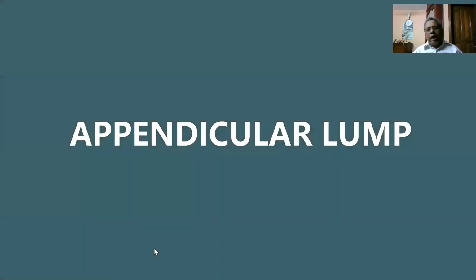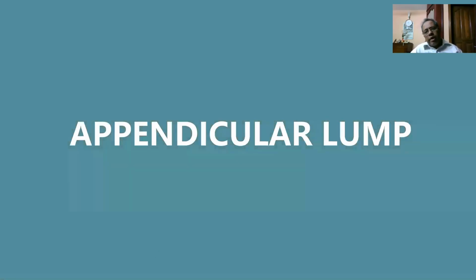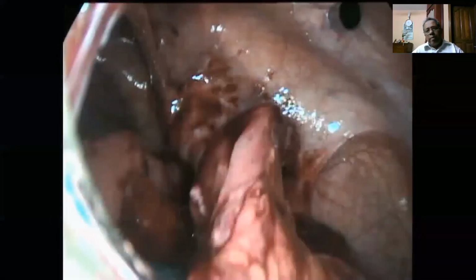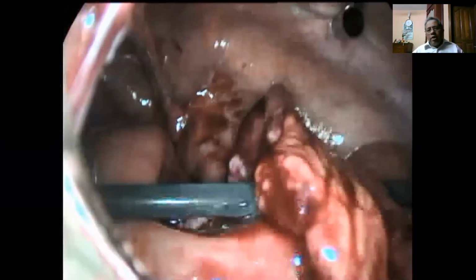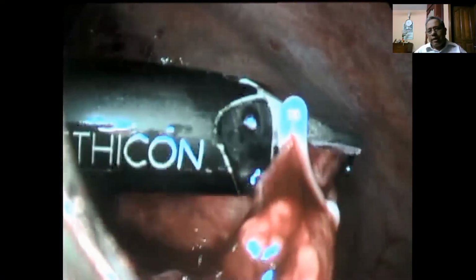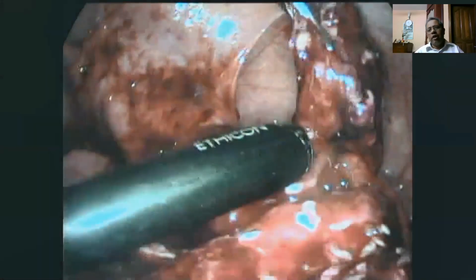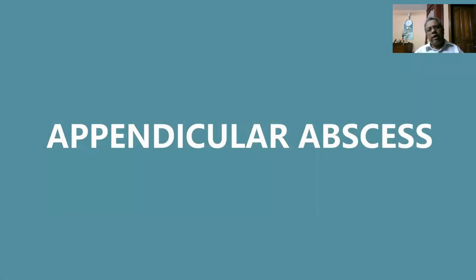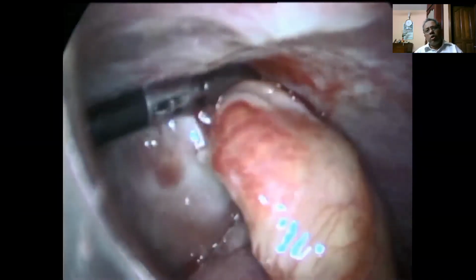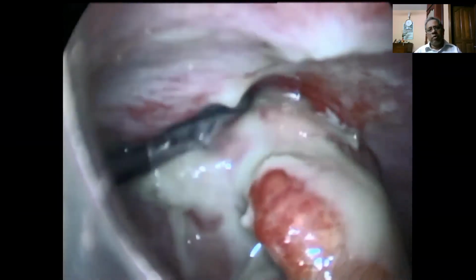So look at the appendicular lump, how it is treated by laparoscopy, an operation done by me. It is not for your exam. Never ever say in the exam that appendicular lump treatment is immediate operation. No, your answer is first conservative, then go for surgery. But if the surgeon is expert enough and facilities are available, then one can go for surgery. So in the appendicular abscess, look how the pus escapes out. Suck the pus, then the appendix is defined, remove it.